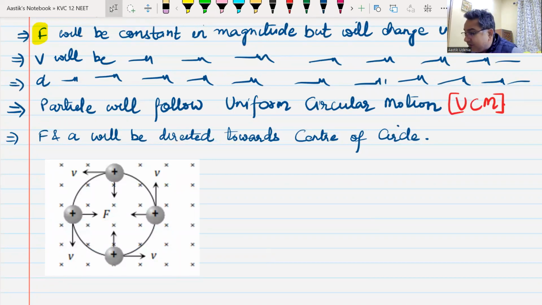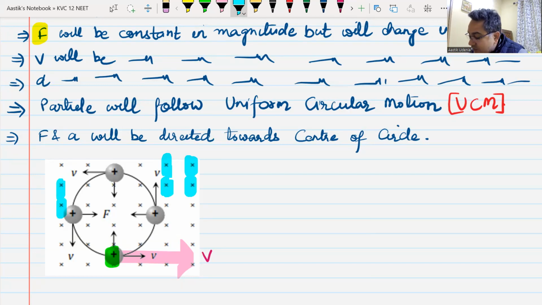For example, you can see here in this case your velocity v is in this direction. The particle is moving with a velocity like this. It is a positive charge. Velocity is in the right direction. You can see the magnetic field is going inside. Magnetic field is cross, that means magnetic field is going inside. Angle between V and B is 90 degrees.